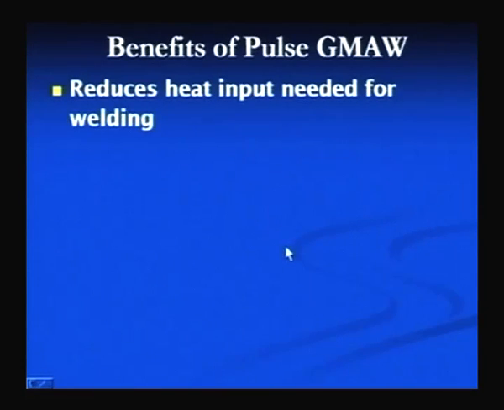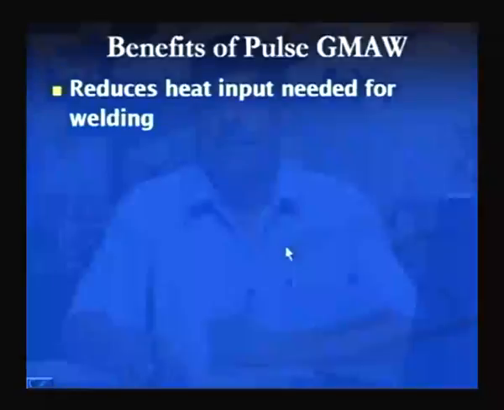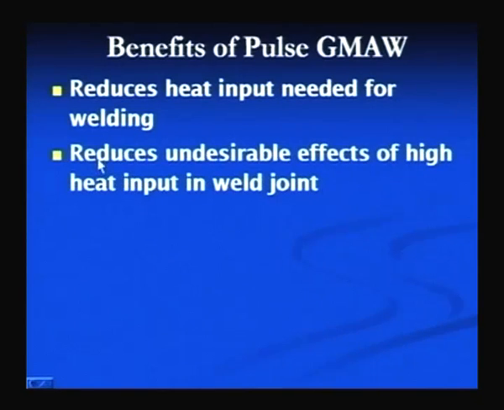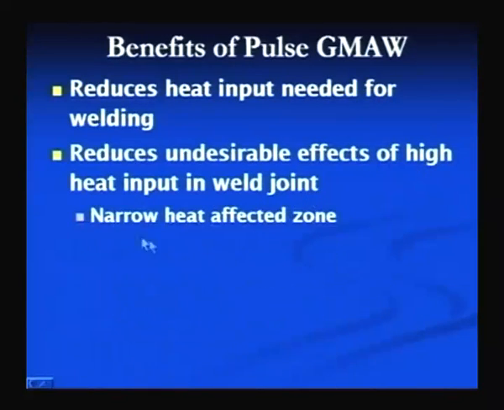And this pulsing of the current between the low level and high level helps to reduce the heat input to the base metal, which in turn offers a number of benefits. Reduced heat input helps to reduce the undesirable effects related to heat input in the weld joint, like reduced heat affected zone. Greater is the heat input to the base metal, wider will be the heat affected zone, and the heat affected zone is a portion where depending upon the kind of metal which is being welded, either softening or hardening of the metal can take place. That is the undesirable change in the metal properties and metallurgical properties of the base metal which is being welded.